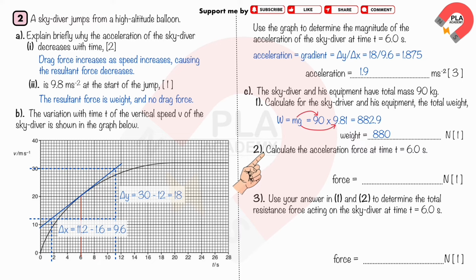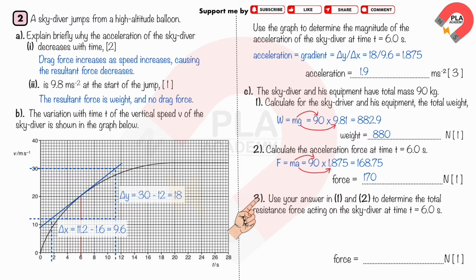2. Calculate for the skydiver and his equipment the resultant force at time t equals 6 seconds. We calculate the resultant force by the equation F equals ma. Substituting m equals 90 kilograms and a equals 1.875 meters per second squared. We get the resultant force equals 170 newtons for two significant figures.